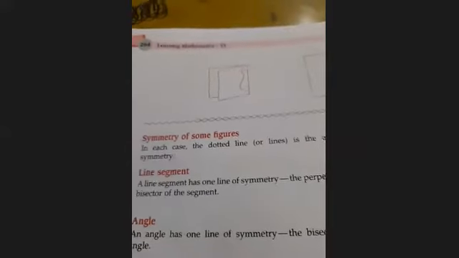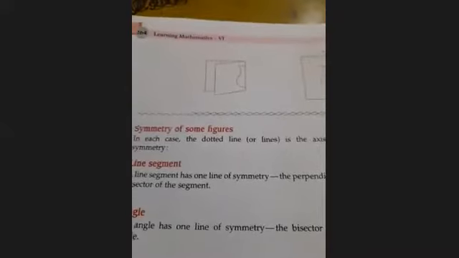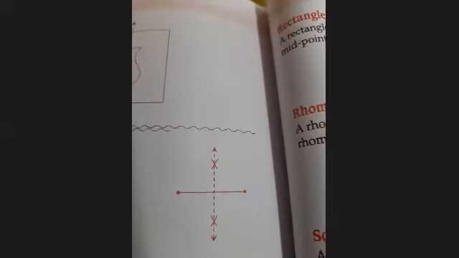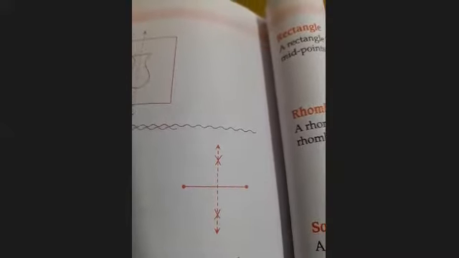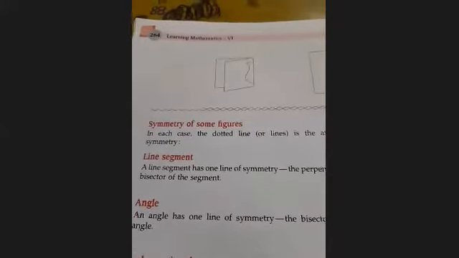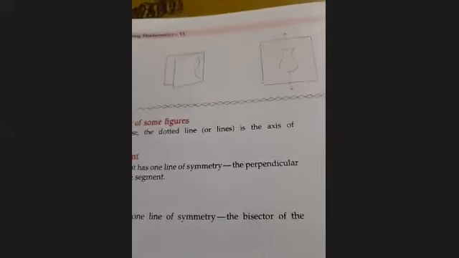Now this is the line of symmetry of a few figures. In each case, the dotted line or lines are the axis of symmetry. First is a line segment. Now here we have a line segment. The dotted line shows the line of symmetry of this line segment. So students, a line segment has only one line of symmetry, the perpendicular bisector of the segment.